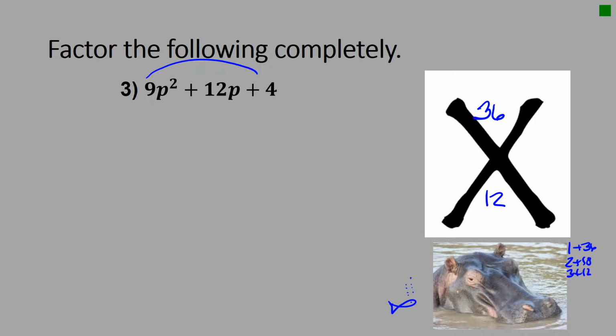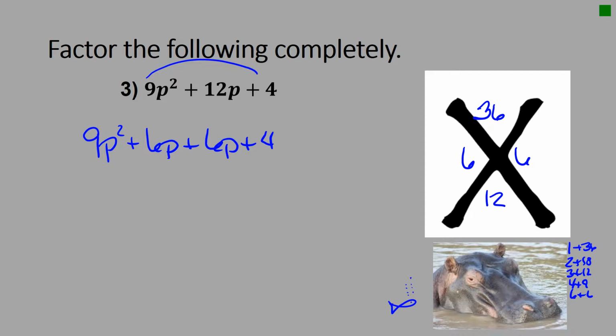3 and 12, nope. 4 and 9, nope. 6 and 6, yep. It's always the last one, isn't it? That's because you stop when you find it. So we have 9p squared plus 6p plus 6p plus 4.